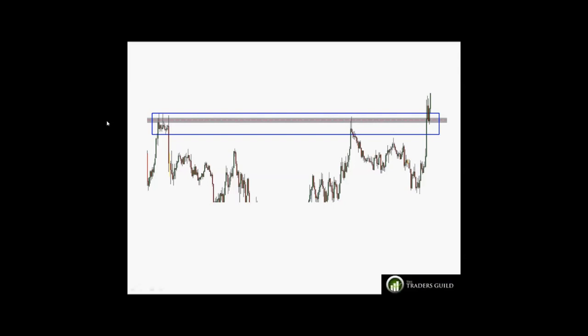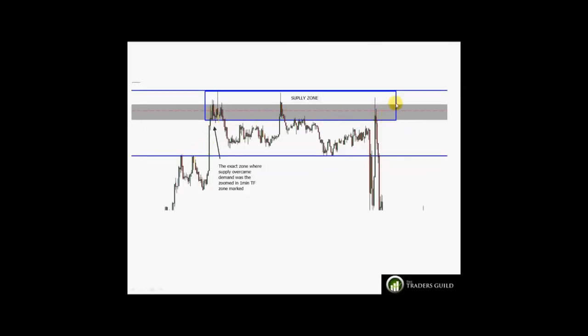Okay, so finally if we zoom in even further, okay, this is the 15-minute time frame. If we zoom into the 1-minute time frame, we can pinpoint the exact SD zone to an even smaller consolidation zone. Okay, so if I'm zooming in to this zone here, this is the 1-minute time frame. The previous chart was a 15-minute time frame.